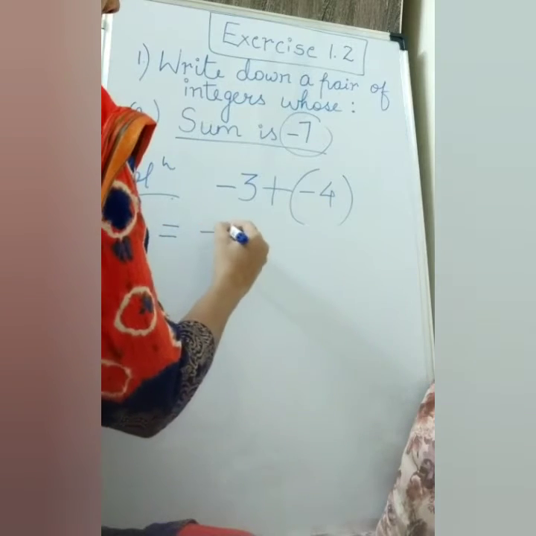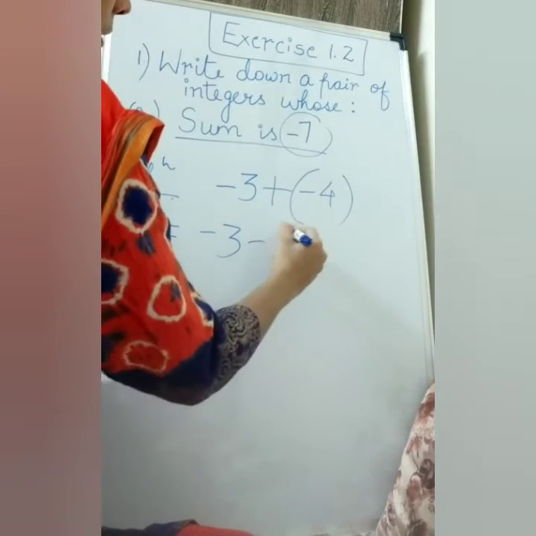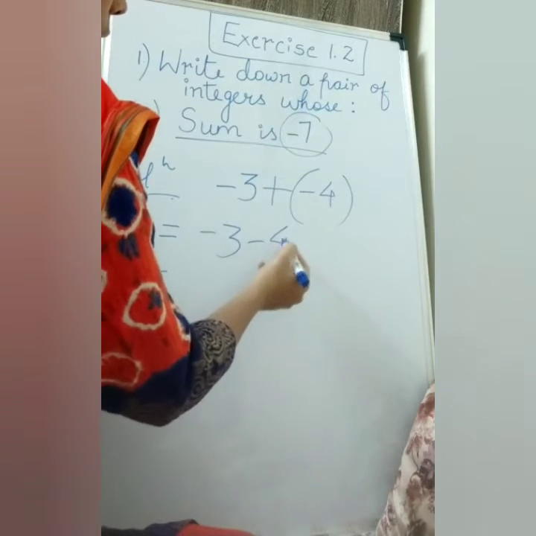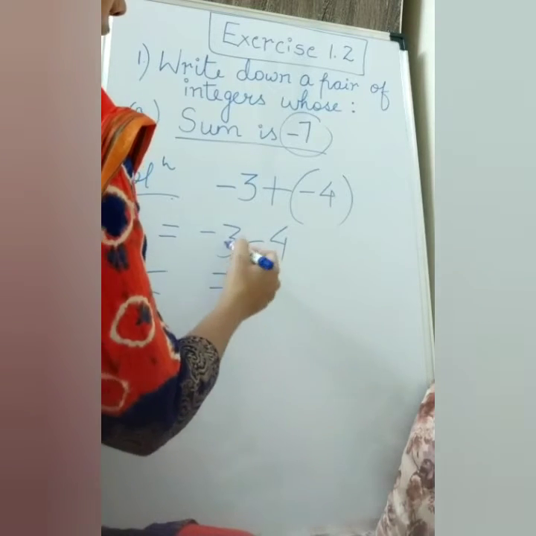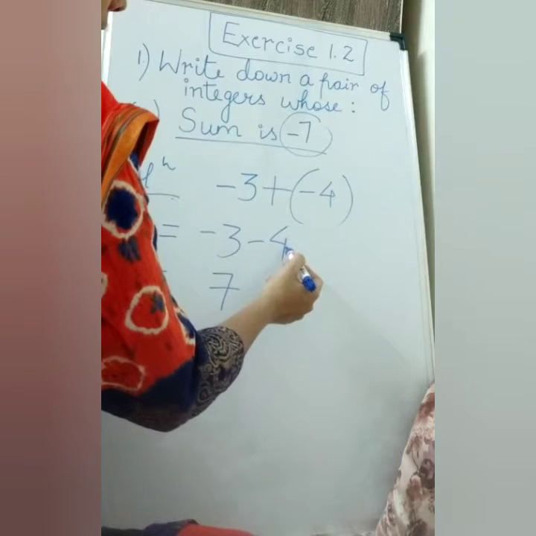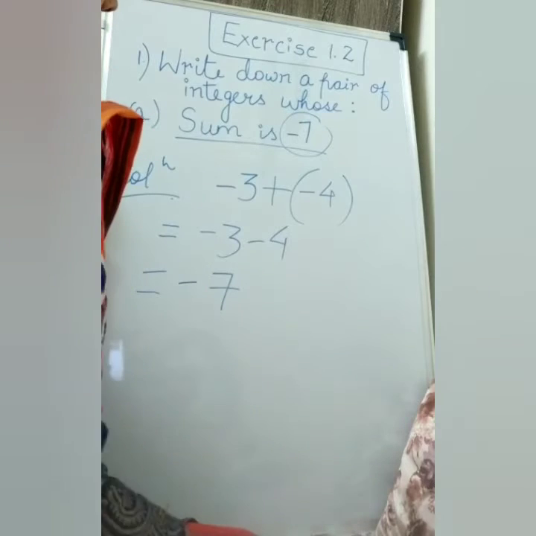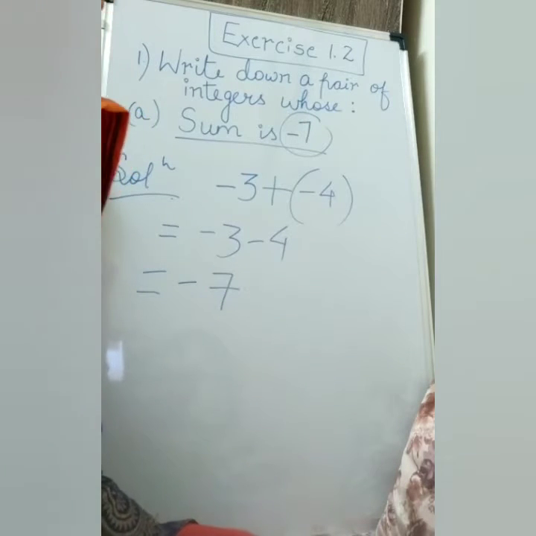So what will I get? Minus 3 plus minus 4 is equal to minus minus, which is plus 4 plus 3, which is 7. Between 3 and 4, 4 is the greater number as it is having the minus sign, so we will write the minus sign. So this is the solution of question number A.